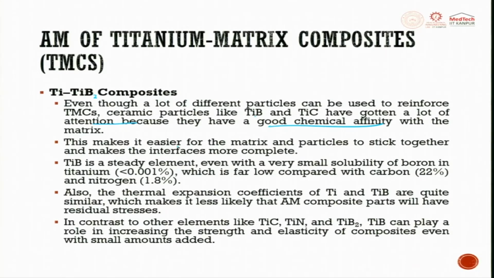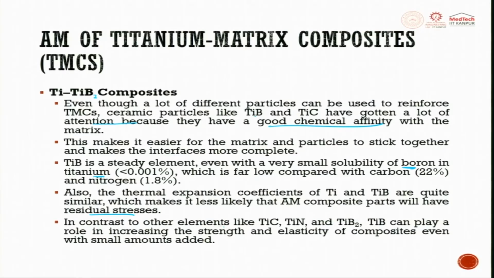This makes it easier for the matrix and the particles to stick together and make the interface more complete. TiB is a steady element even with a very small solubility of boron in titanium, which is far lower compared to that of carbon and nitrogen. Also, the thermal expansion coefficients of Ti and TiB are quite similar, which makes it less likely that additively manufactured composite parts will have residual stresses.